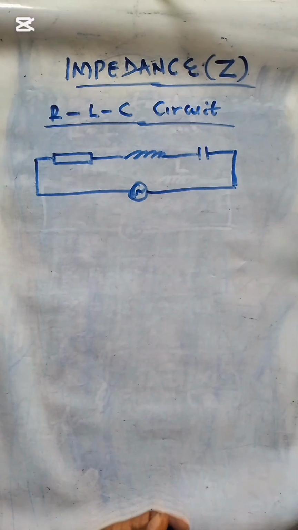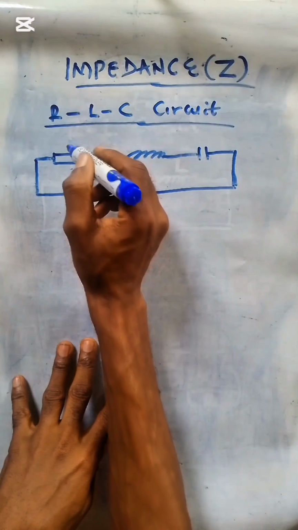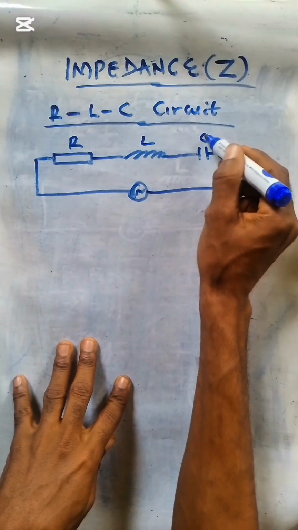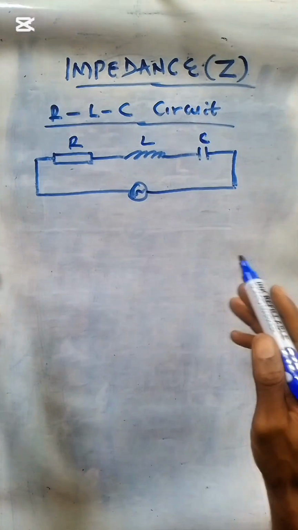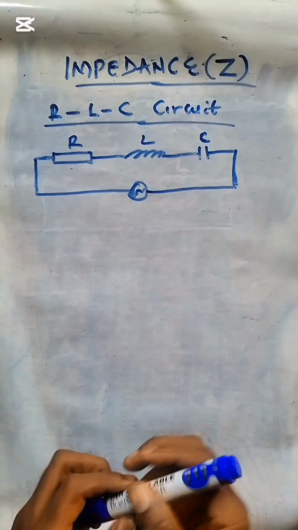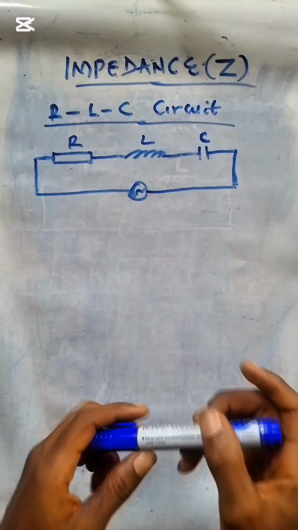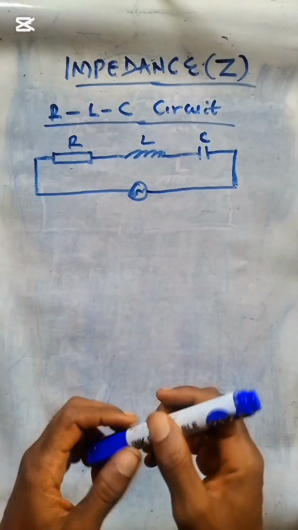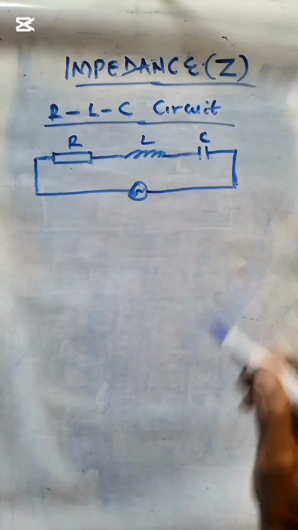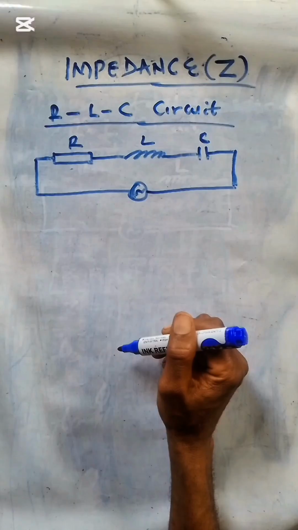So let's see the RLC circuit. The RLC circuit is a series connection of a resistor, an inductor, and a capacitor. When the three are connected in series in an AC circuit, we have what we call the RLC circuit. There are some things I want us to note here. In the RLC circuit, we have the same current flowing through them, but different voltages across them.